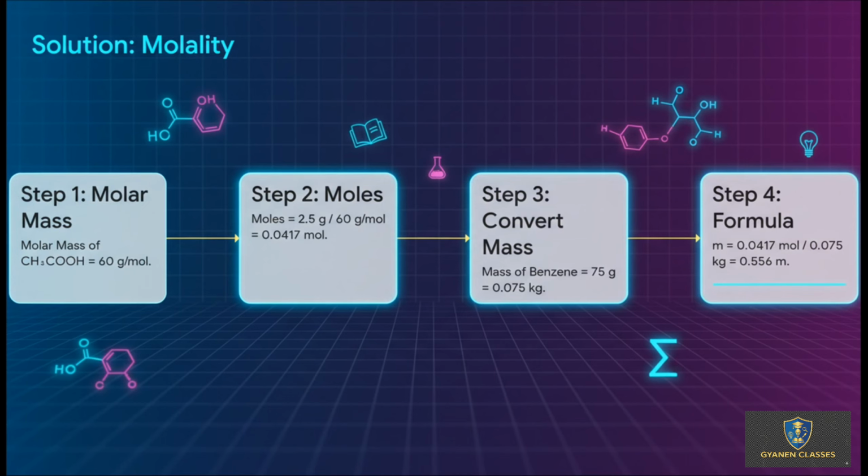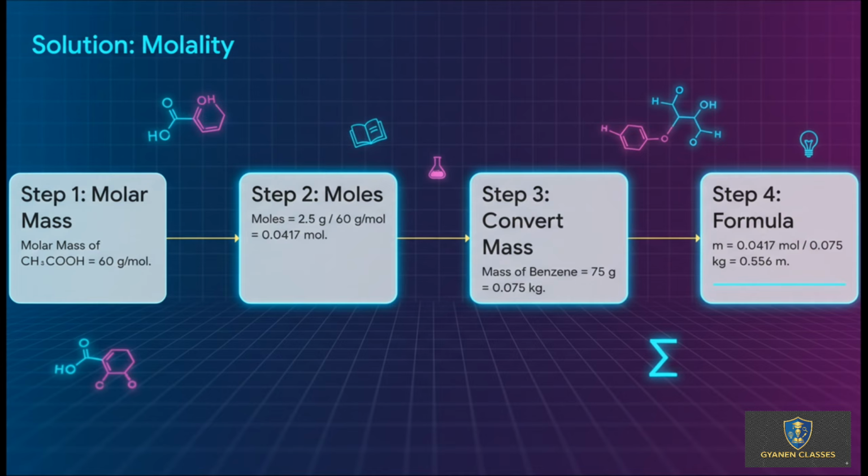Step 1, calculate the molar mass of ethanoic acid, which comes out to 60 grams per mole. Step 2, find the moles of ethanoic acid by dividing its mass by its molar mass. So, 2.5 divided by 60 gives us 0.0417 moles.